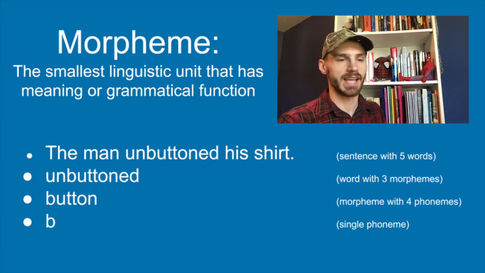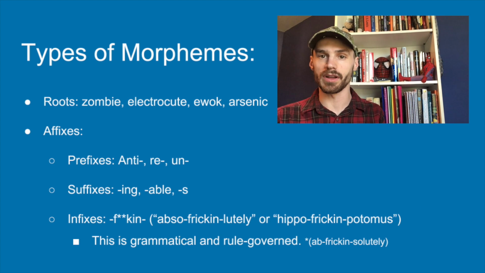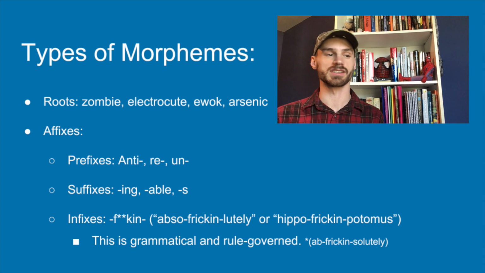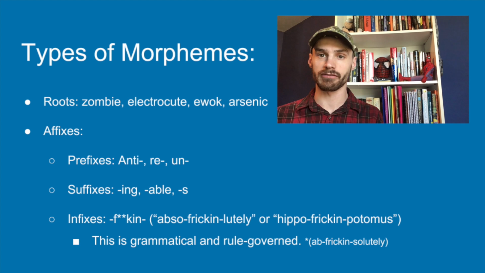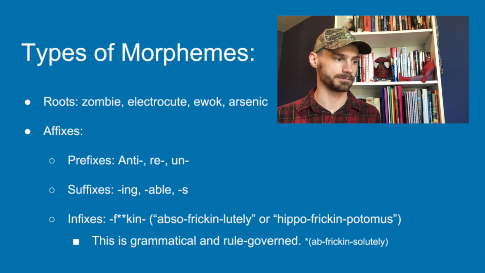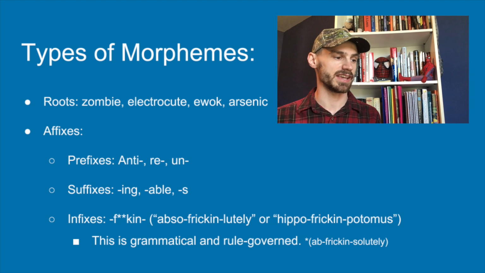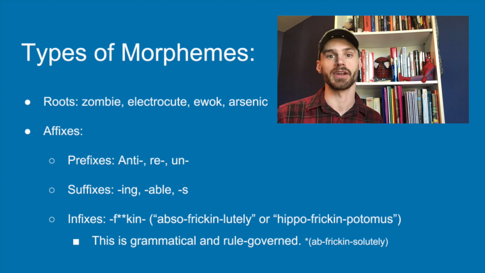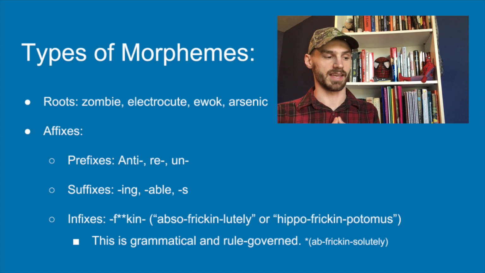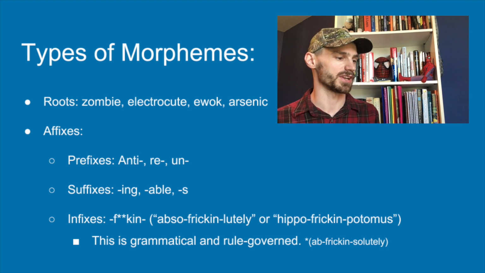Okay? And there are different types of morphemes. The most common one that we come into contact with every day and we're all aware of is the root words. Root words are words like zombie, electrocute, Ewok, apple, dog. Normal everyday words without anything attached to them. Then we have various types of affixes. An affix is basically the prefixes and suffixes that you're familiar with, as well as a few other types that we're going to talk about.